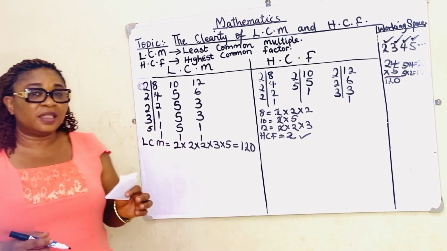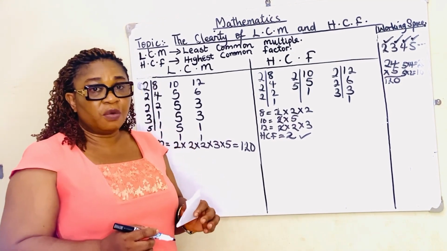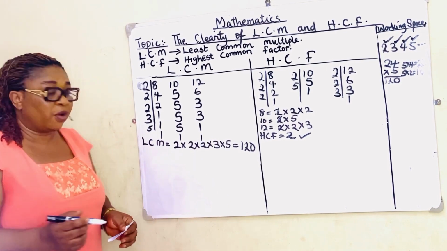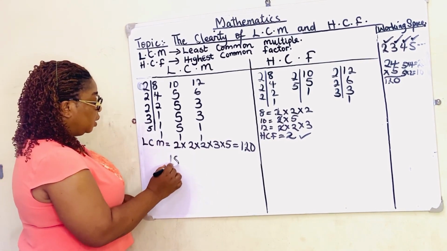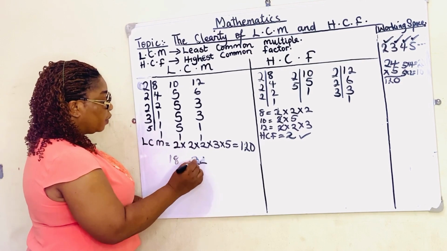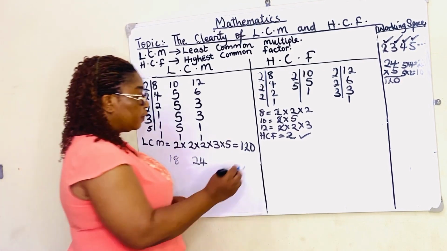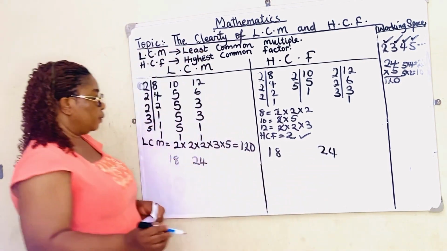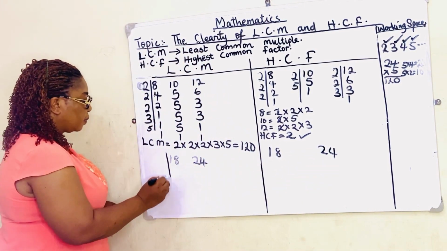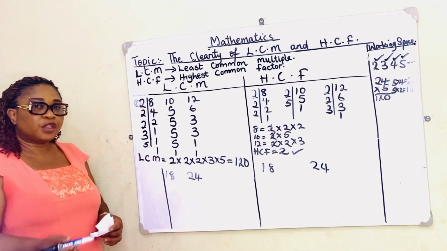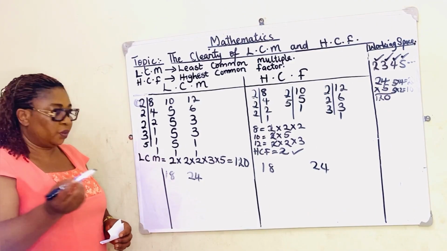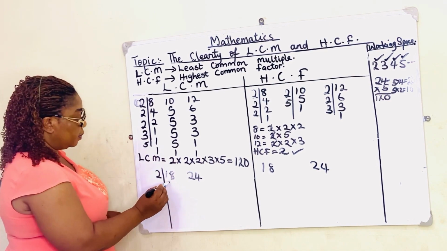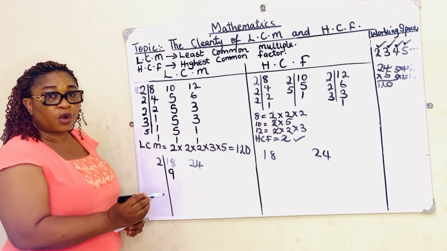So we're going to get into another example for more clarity. Let's talk about the LCM of 18 and 24, and the H.C.F. of 18 and 24. I told you that we're going to start with 2. 2 divide 18 will give us 9. 2 divide 24 will give us 12.